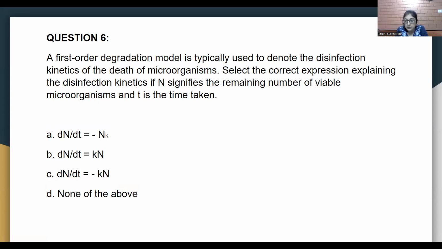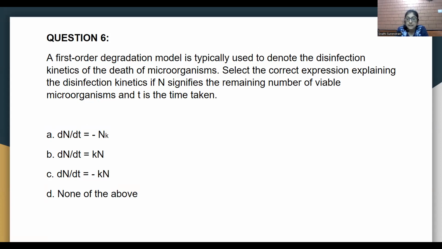Kiran and Sangamitra have given the answer C, which is the correct answer. So we know that when disinfection happens, death of microorganisms is happening. And that is, with respect to time, there's a decline in the amount or the number of microorganisms present in water.